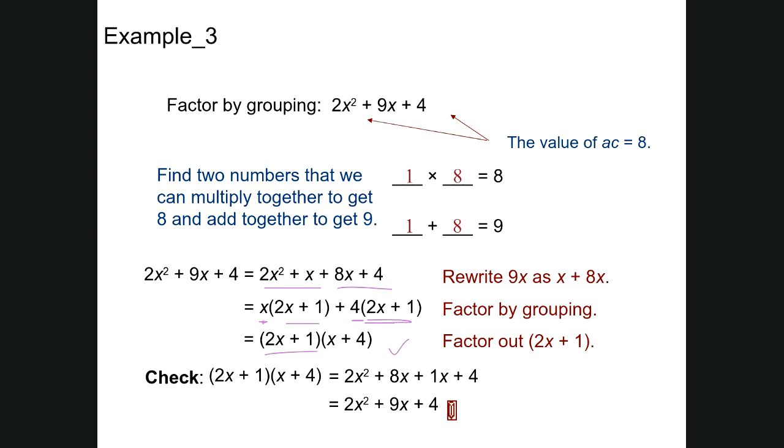Okay? And you can use FOIL to check this back to see if you got the original trinomial. If you got it, you got the right answer. So that's the FOIL checking. 2x times x, you got x squared. 2x times 4, you got 8x. 1 times x, you got 1x. 1 times 4, you got 4. And then combine these 2 together, so you check it back, you got the original trinomial. That is correct.